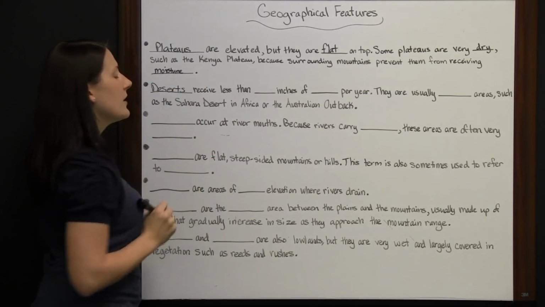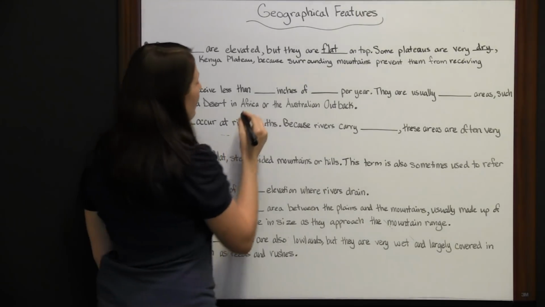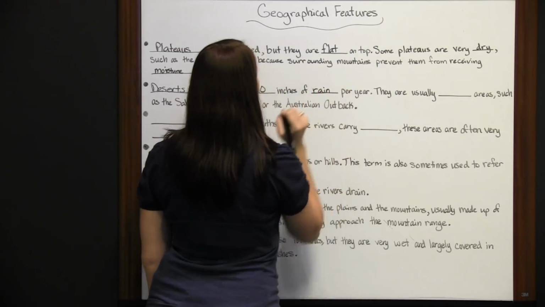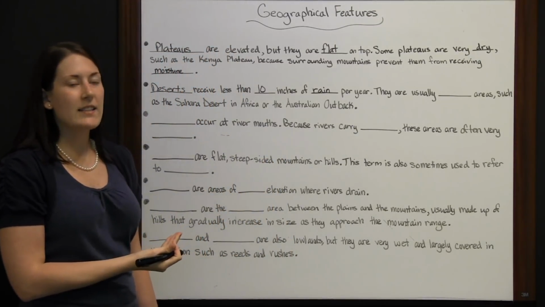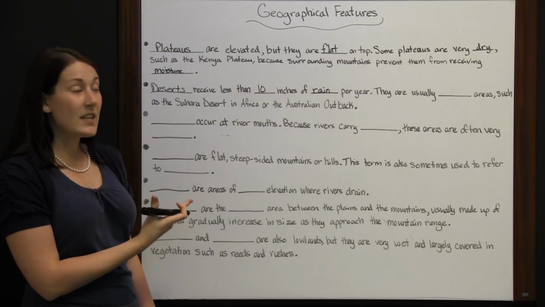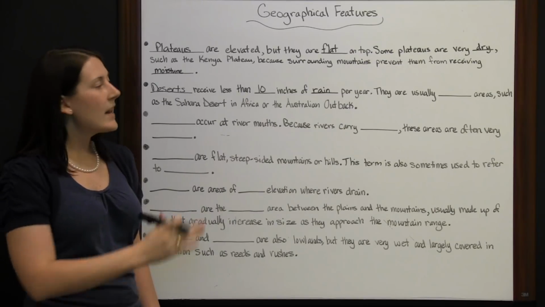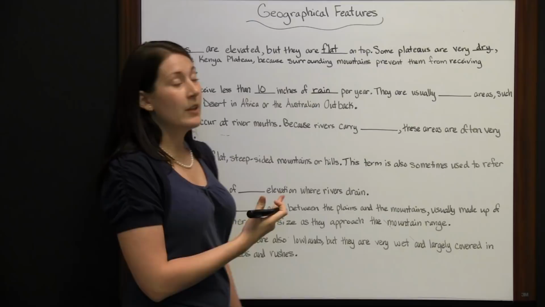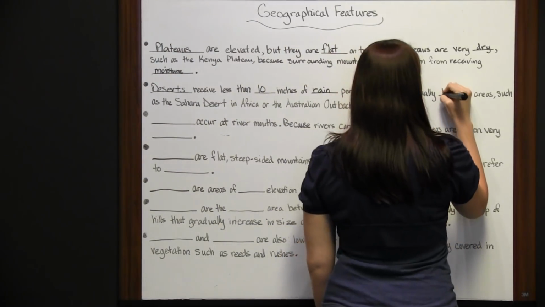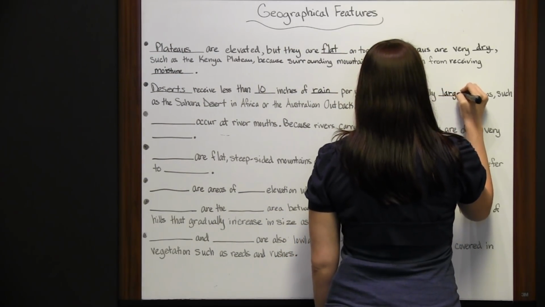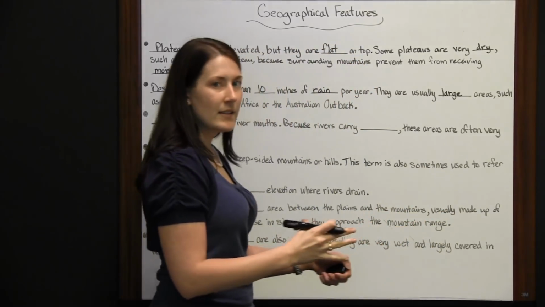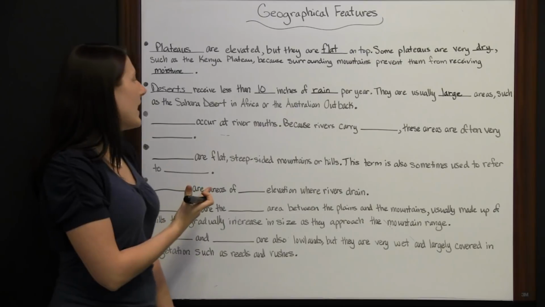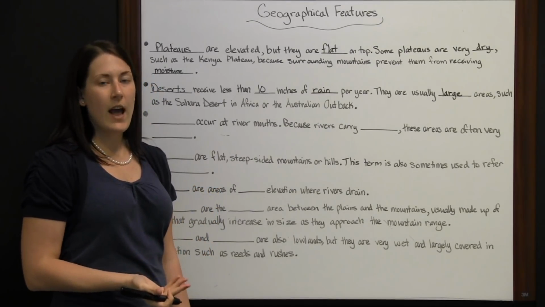Deserts are another common geographical feature, and deserts receive less than 10 inches of rain per year. So that's what classifies an area as a desert, where you may receive a couple of inches of rain overnight. A desert is only going to see 10 inches of rain or less per year. And they are usually large areas. You won't usually find a small area that's classified as a desert. It's usually going to be a really large area, such as the Sahara Desert in Africa or the Australian outback.